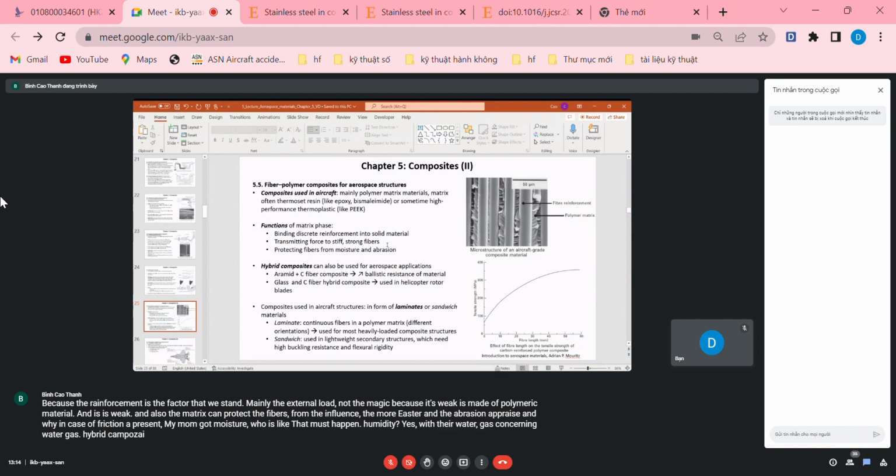Hybrid composite can also be used for aerospace applications. So, for example, we use two different kinds of fiber reinforcement in order to reinforce a composite. So let's say we use the aramid fiber and carbon fiber to fabricate a composite, aimed at increasing the ballistic resistance of materials.